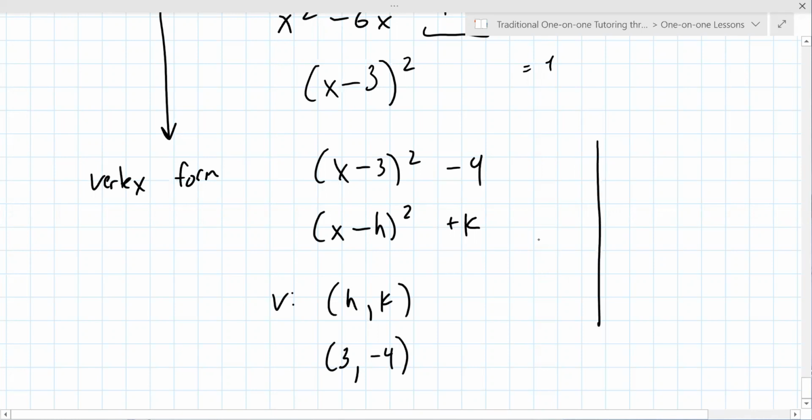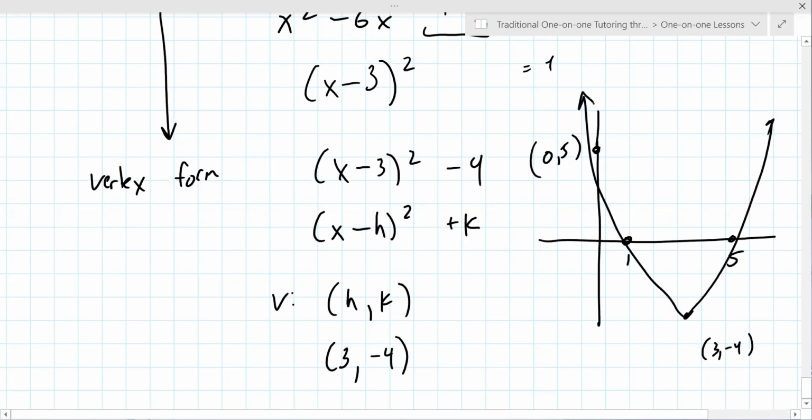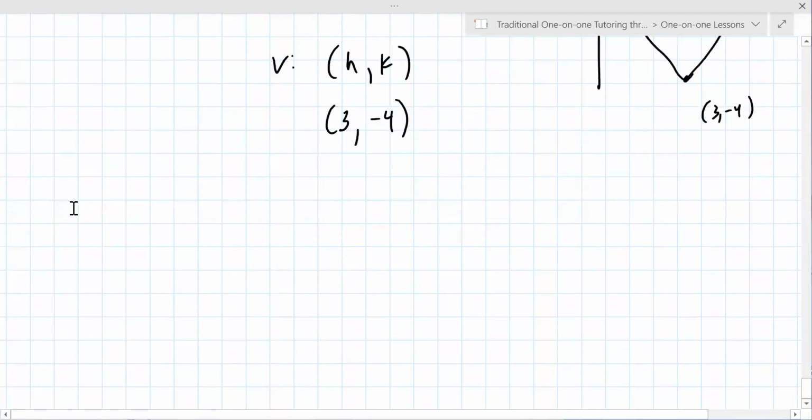So if we go back to your picture, we said, okay, 0, 5, that's the y-intercept. Then 1 and 5, those are the x-intercepts. 3, minus 4 is the vertex. All right. Vertex, and then axis of symmetry goes down the middle. It's the x. Yeah, it's good that we're finally looking at these. So the axis of symmetry would be 3. Yes, it's always the x coordinate of the vertex. Let me write that down here.